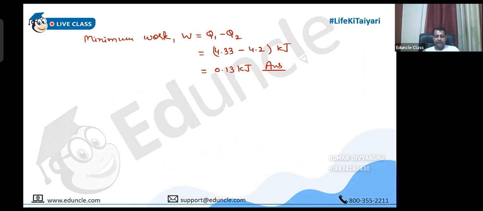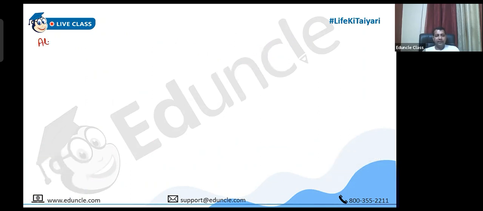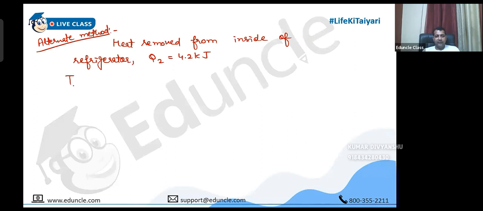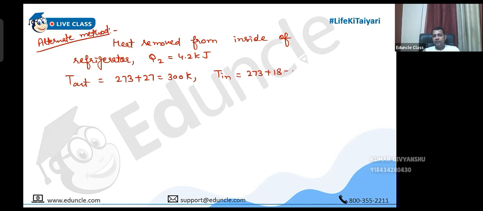Clear? Now there is one more way of solving this question. Let me tell you the alternate method. If you don't want to solve by this method, then another method is there. Clearly, the heat removed from inside of the refrigerator will remain the same. This was 4.2 kilojoule. This is also the same. T outside was 300 and T inside was 291. Up to this point it is the same.